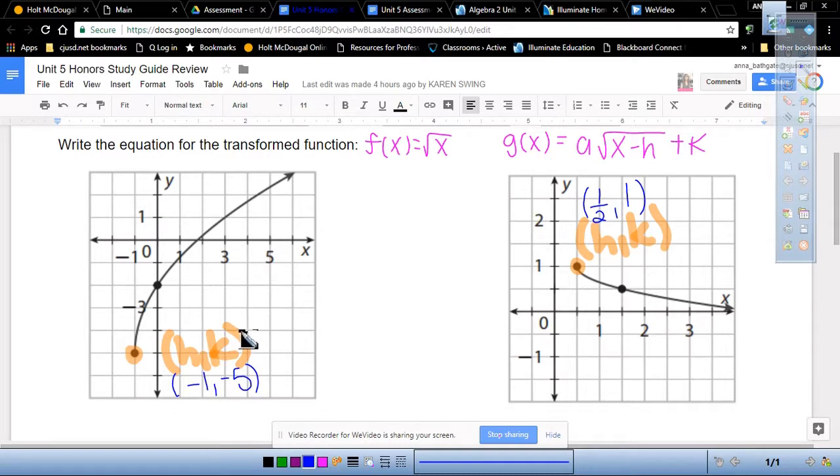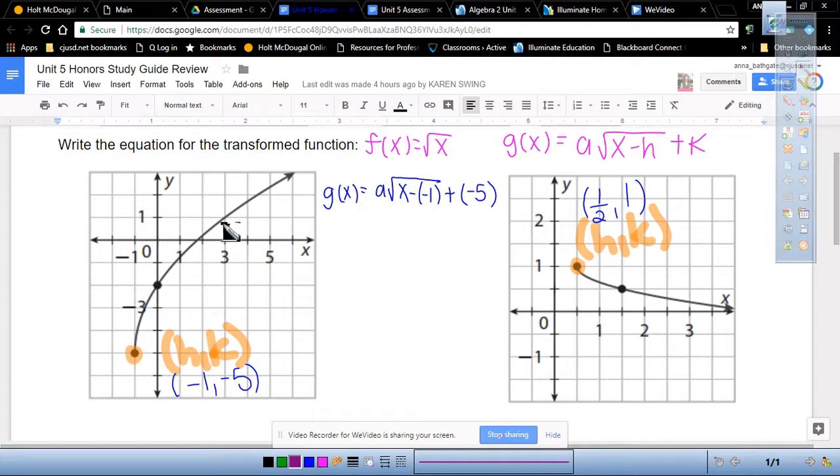So I'm going to do the one on the left first, then I'll go back and do the one on the right. Now that I know my h and k, I'm going to plug it in to my function. So I get g of x equals a, the square root of x minus -1 plus k. Now I need to pick another x and y on the graph, any other x and y, and that will be my x comma g of x, and that will allow us to solve for a.